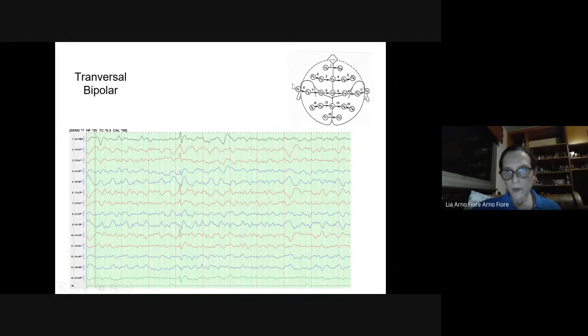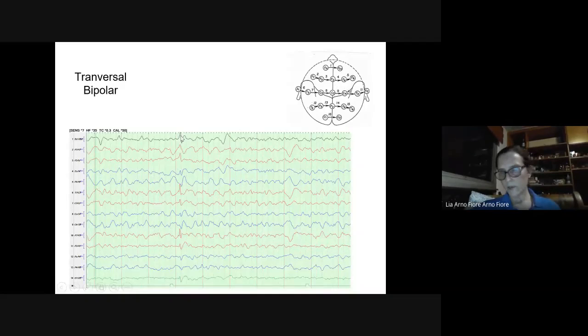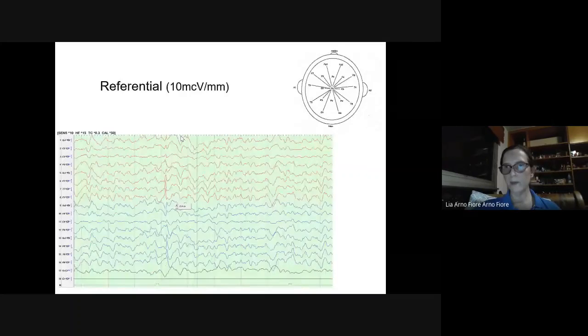And where is it more electronegative here? It's the same patient, right? T7, a little bit on P7, and also FP1. So it's like seeing something from different angles, all right? It's always the same thing, but as if you were analyzing from different angles.